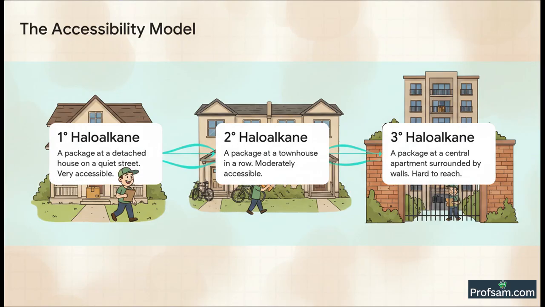A secondary haloalkane is like a package at a townhouse, which is in a row with other houses. There are neighbors on both sides, so it's a little bit harder to get to. And a tertiary haloalkane? That is like a package inside a central apartment complex, surrounded by high walls and gates. It's very, very difficult for the delivery person to reach it.